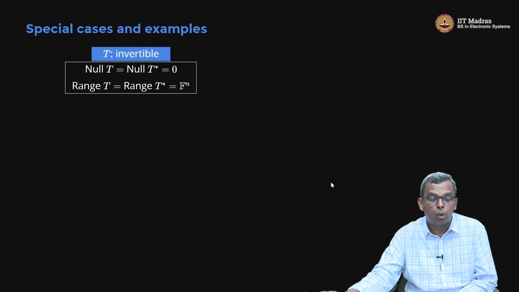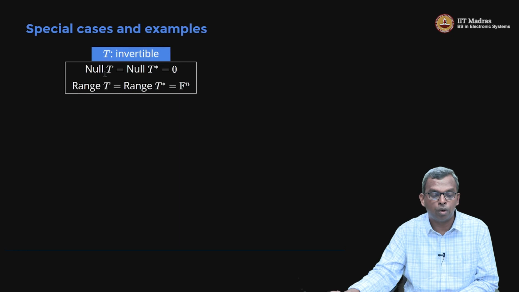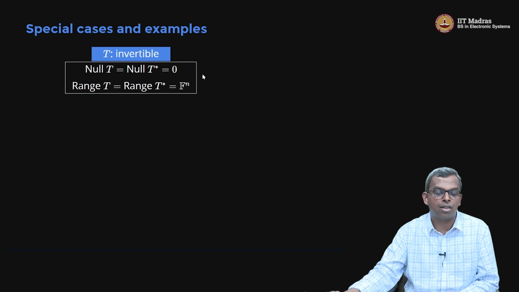Okay, so here are some special cases. Supposing you have an invertible operator, what do we know? Null T is 0, but then null T star also becomes 0, because range T and range T star become Fn, right? So that you can show very easily. T is invertible, null T is 0, dimension is 0, range T is dimension n. So range T star is also dimension n, which means range T star is also Fn. Null T star is also dimension 0, which means null T star is also 0. So for invertible operators, null T and null T star are 0, range T and range T star are Fn. Okay, so we knew this before.